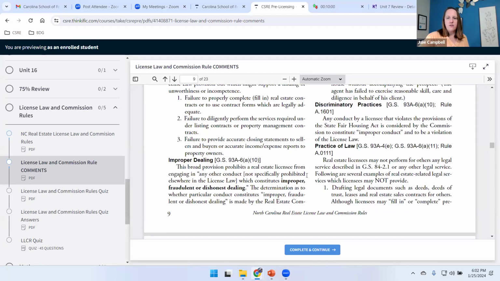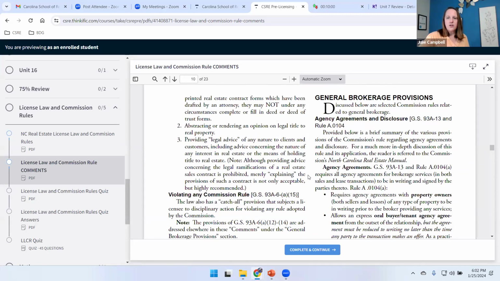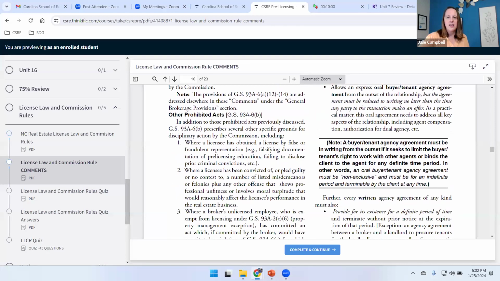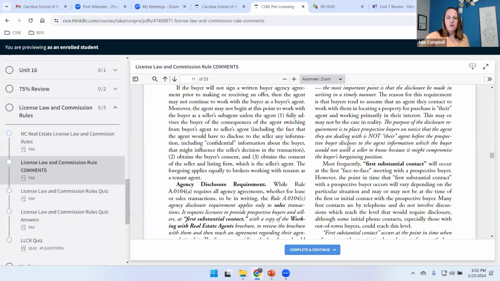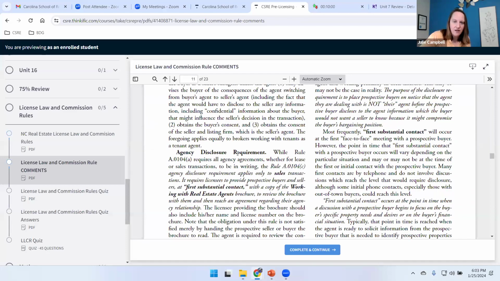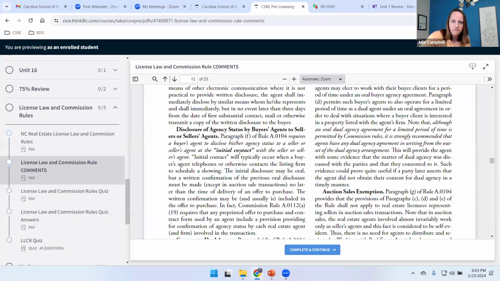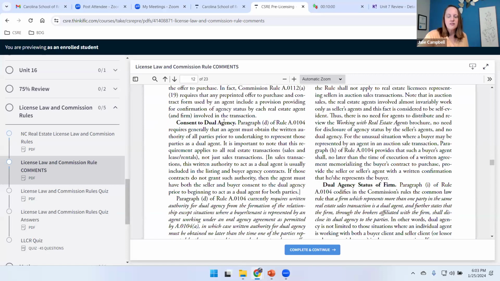Keep going a little bit further. Here's our agency agreements and disclosure. We're getting ready to talk about disclosure now. Agency agreements are coming up in Unit 8. It talks a little bit about, where is it? Dual agency, here it is, consent to dual agency. Dual agency is practiced by the firm. So not a lot, but some of this stuff we've already talked about.